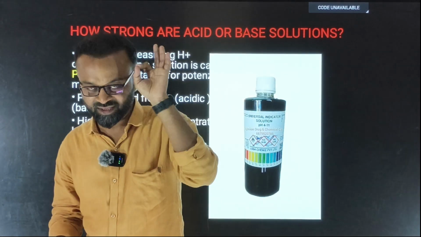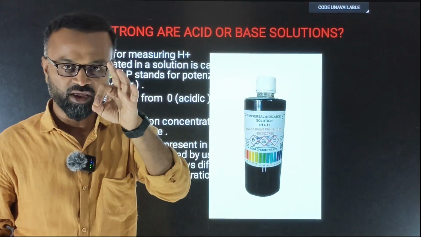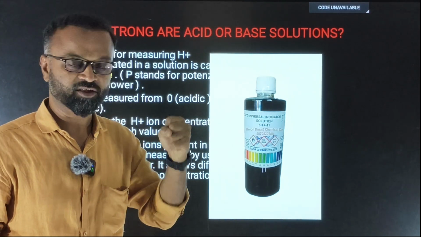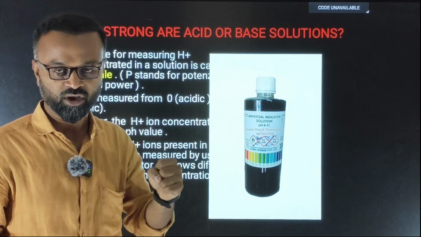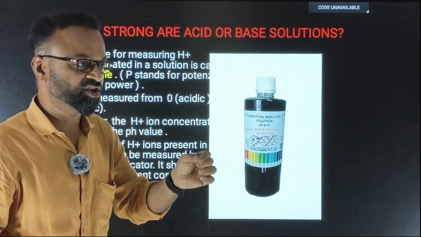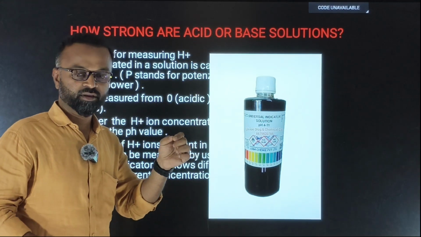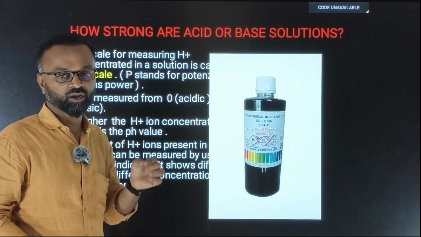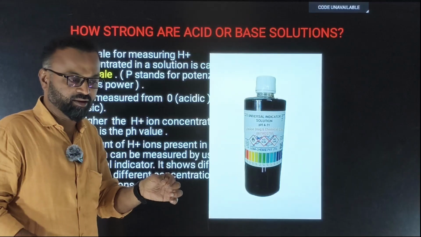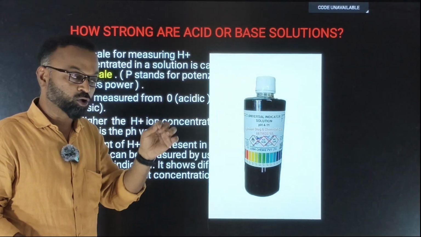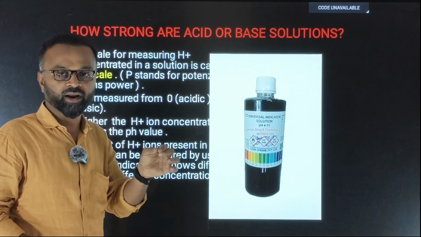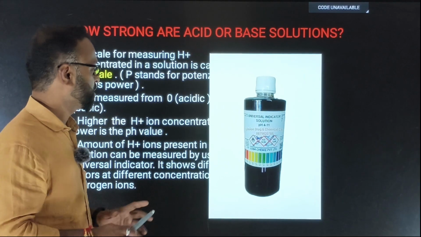P stands for potence, and H stands for H plus, or hydrogen ions. Power of hydrogen ions, we call it the pH scale. Based on the concentration of H plus ions in the solution, we determine the pH: how strong the acid is, how weak the acid is, how mild the acid is, or how strong the base is, how weak the base is, how moderate or mild the base is.